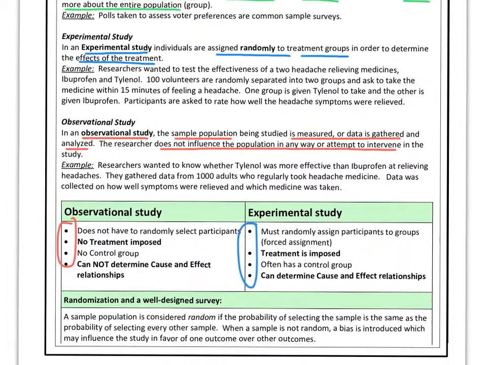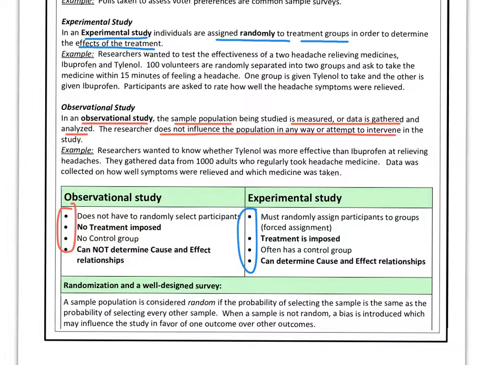And then lastly, our observational study is where the sample population is just measured or data is gathered and analyzed, but you're not influencing the population in any way, and you're not intervening in the study. So you're just looking at data. So here we're still talking about that Tylenol and ibuprofen, and so what we did was we had 100 adults who regularly took headache medicine. So we didn't make them take it, they had already been taking it on the regular. And then we collected the data to see how the symptoms were relieved.